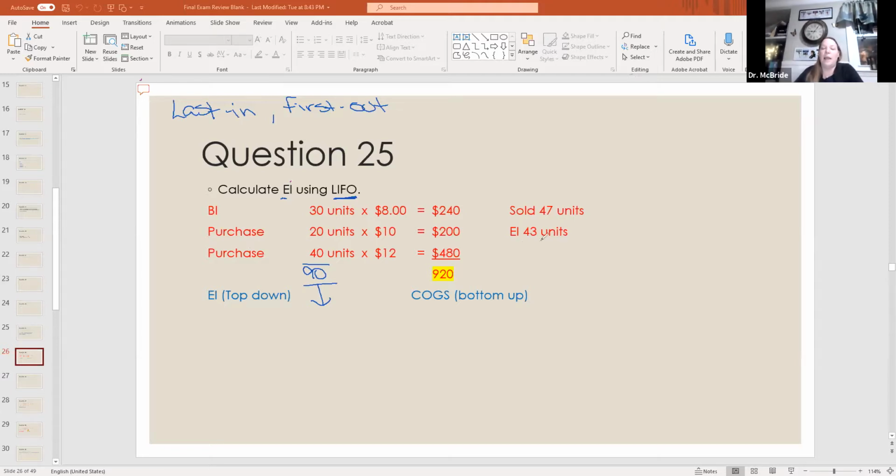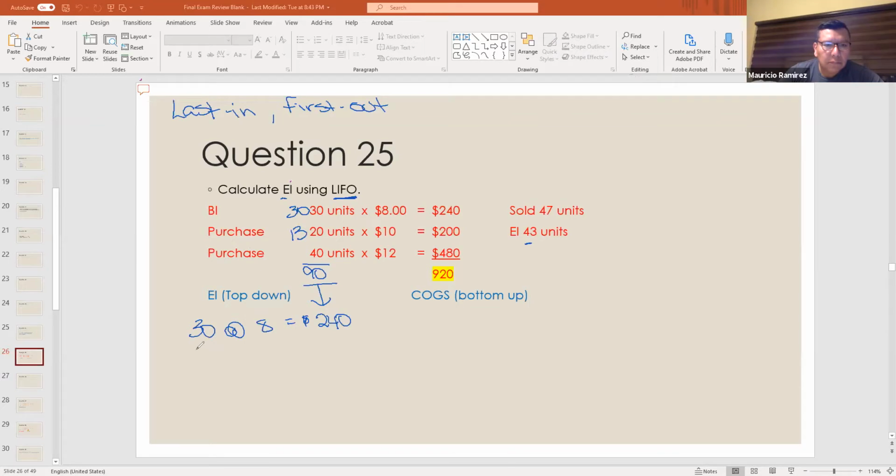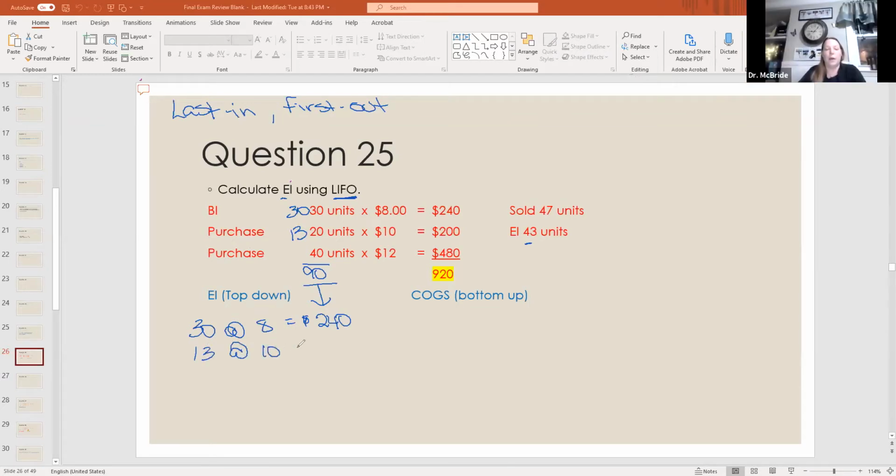Now, the other thing I know is that I have 43 units in ending inventory. So if I'm going to do ending inventory, how many of these top 30 am I going to take? Yep, all of them. So I've got 30 at $8, and I already know that's 240. But I need 43, so how many of these 20 am I going to take? 13. Yep, 13. So I'll take 13 of those, so that's 130. That worked out nicely. In ending inventory, I have $370 worth of ending inventory.